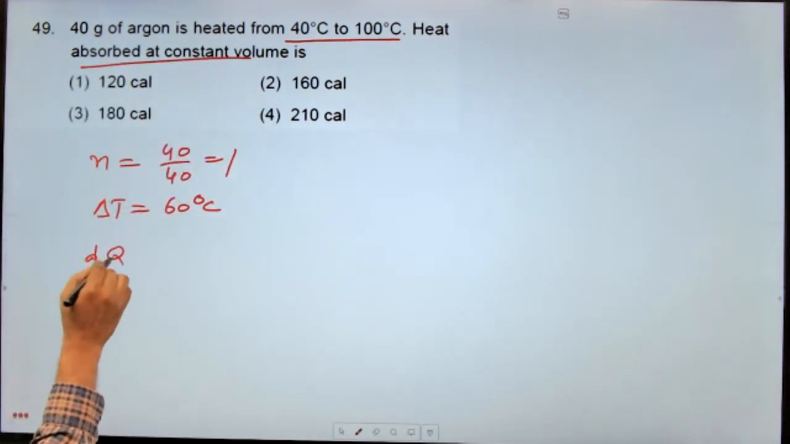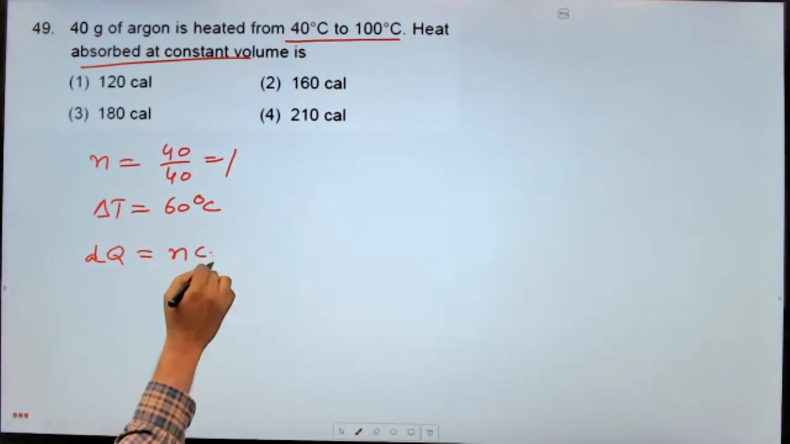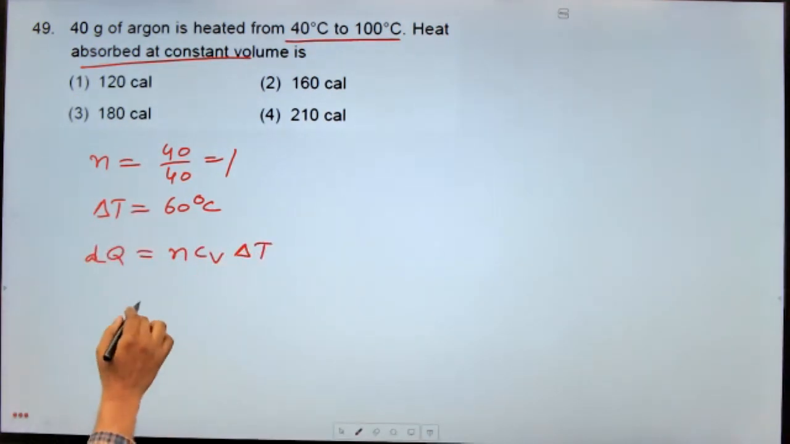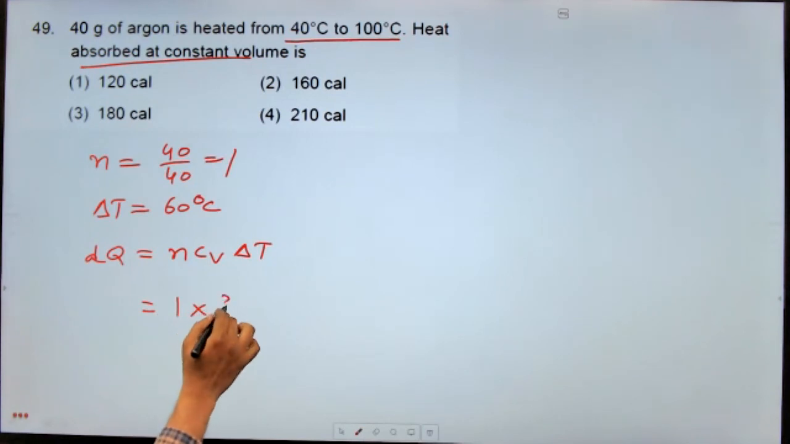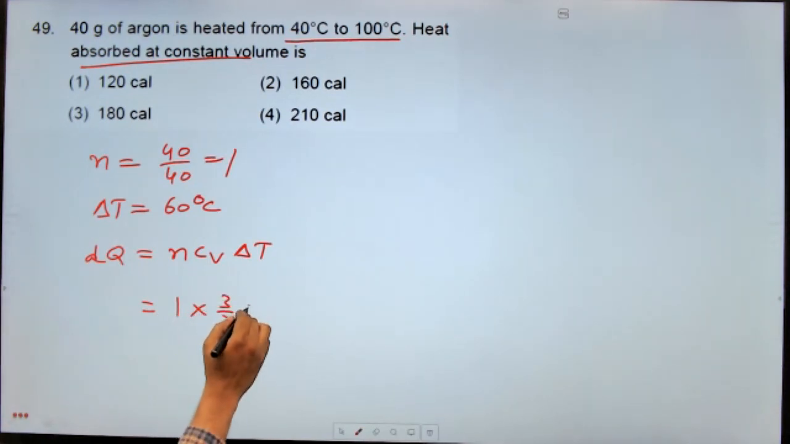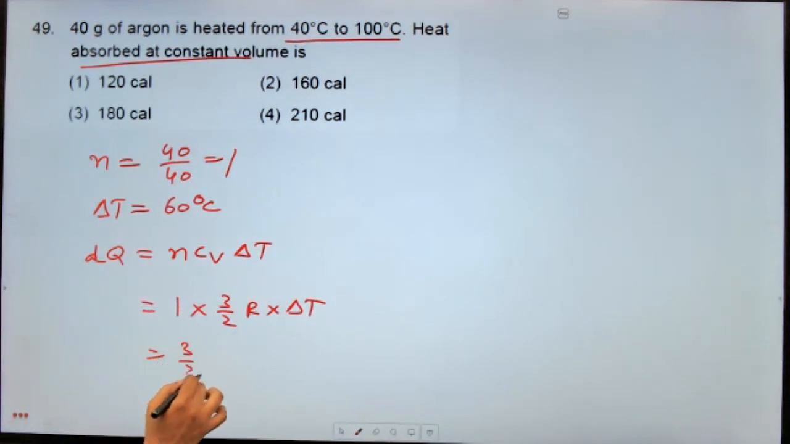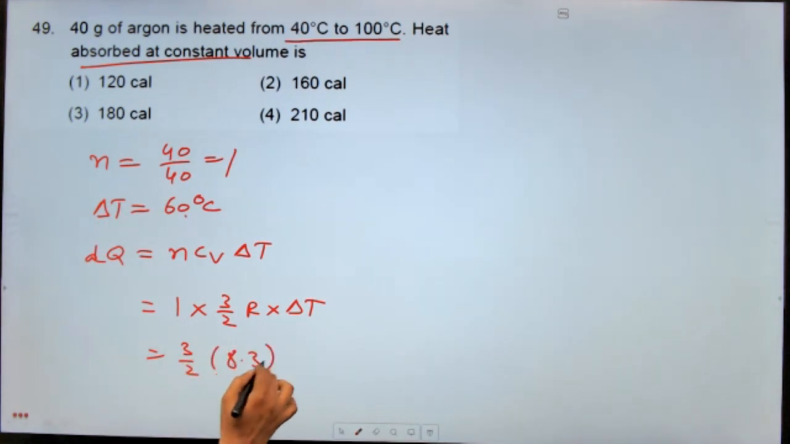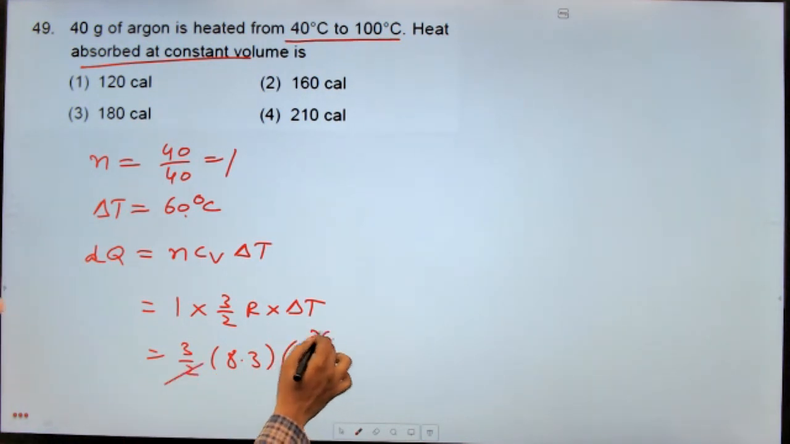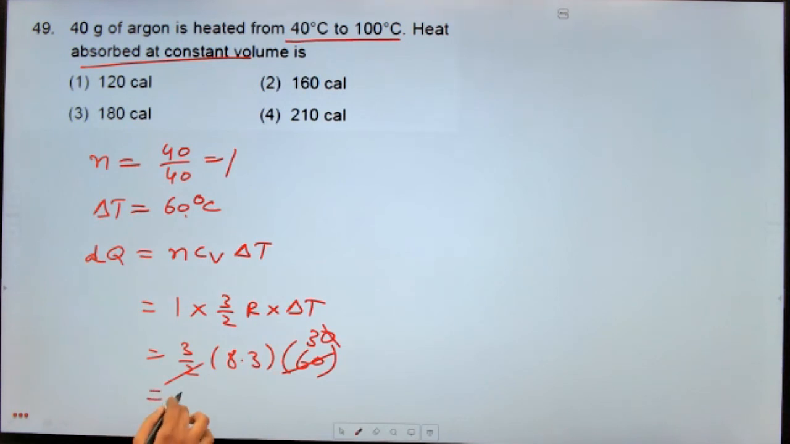So dQ. Constant volume means nCV delta T. So n value 1, CV for argon 3 by 2 R into delta T. So 3 by 2 into substitute R value and delta T value. R is 8.31. Change in temperature 60. So 9 into 80.